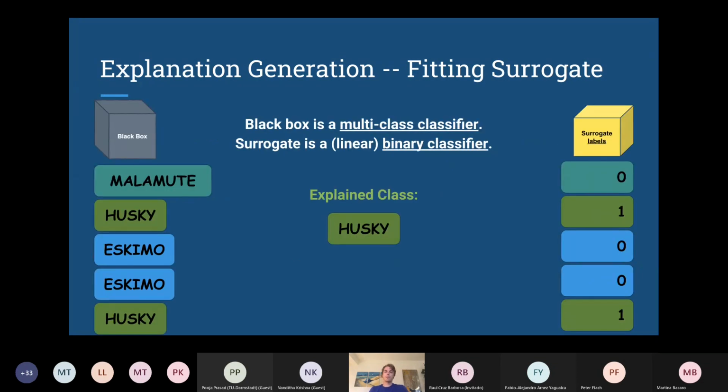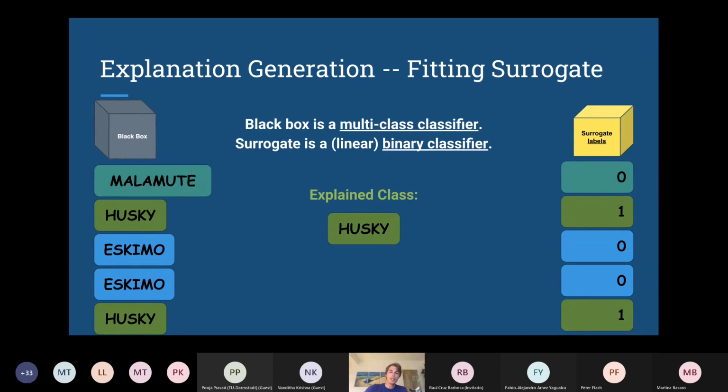Right, but our problem was a multi-class problem. So how do we encode the prediction? Because the black box would output either Malamute, Husky, or Eskimo. Because we are able to explain just one class with each explanation, we need to encode it somehow for our surrogate linear model.